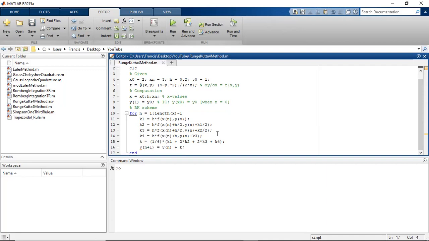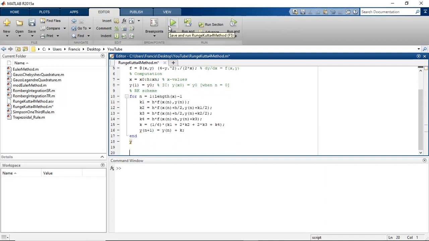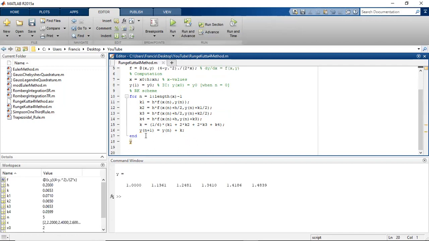Now, let's see. Will we get the value of y? Let me run. Yes. What about x? We also have the values of x and the corresponding values of y. And now we need the exact solution. Call it exact.